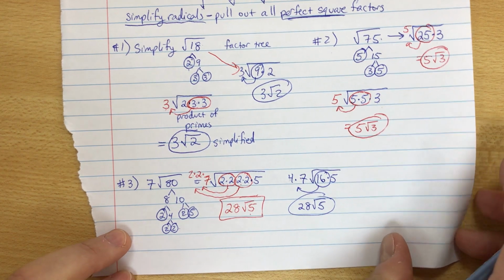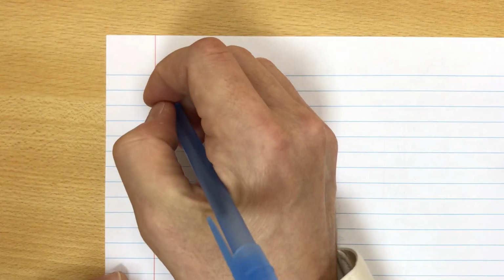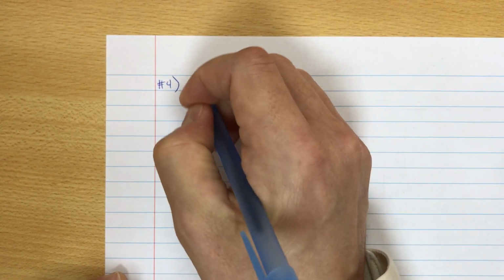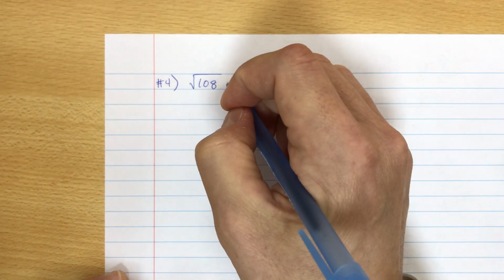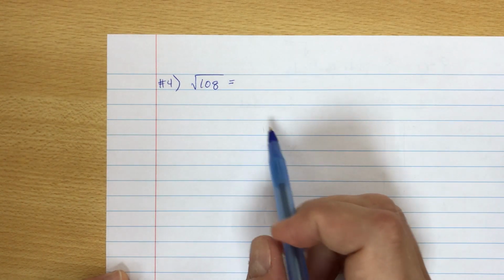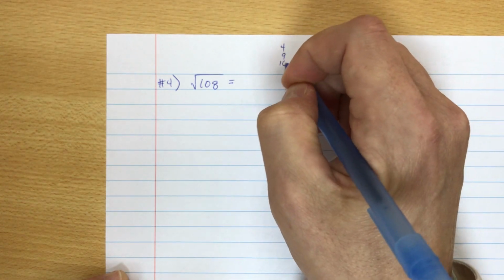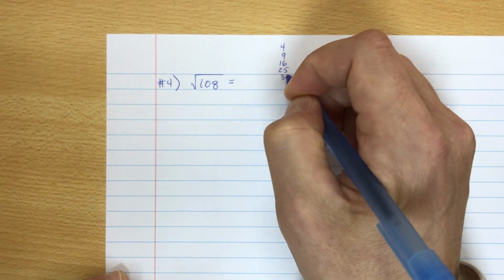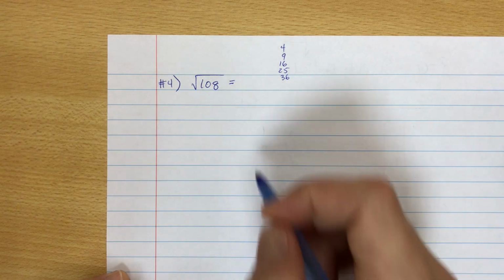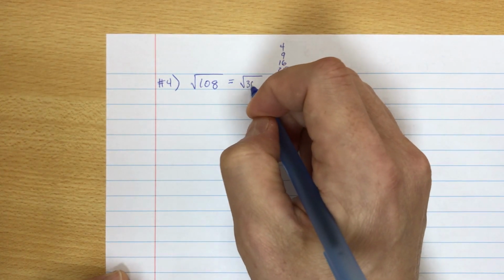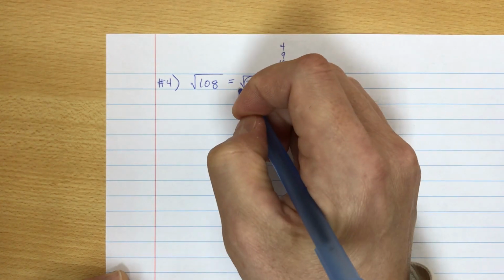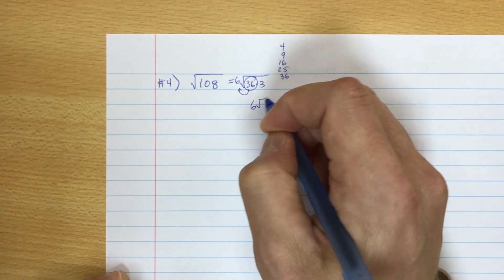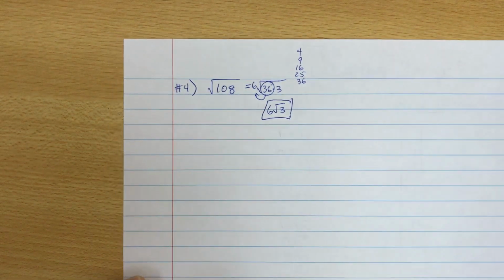Okay, let's do a few more here. I'm going to flip it over. Example number 4. The square root of 108. Now the fast way is to look at your perfect square numbers. 4, 9, 16, 25. 36 actually goes into 108. 36 times 3. What's the square root of 36? 6. So the answer is 6 square root 3.